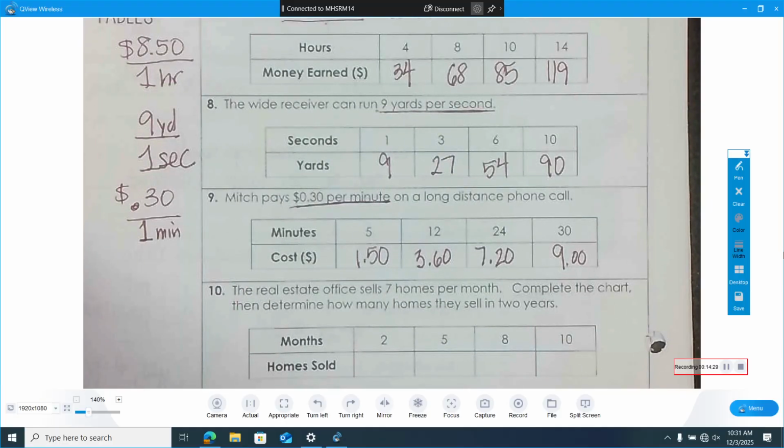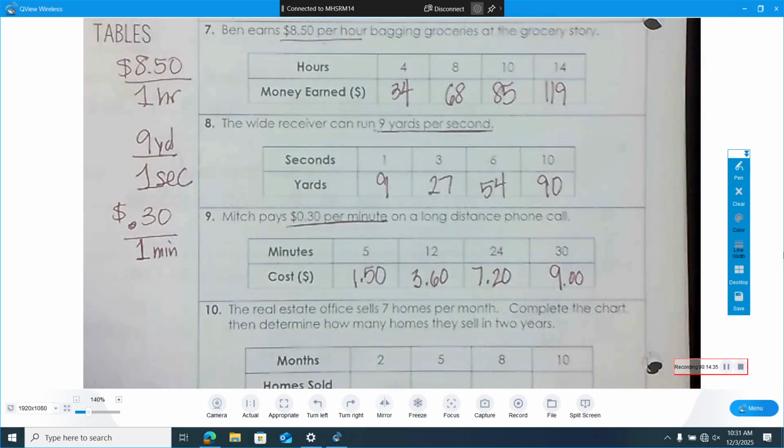So this is pretty much what we're doing today in Delta Math. Just read carefully, okay?